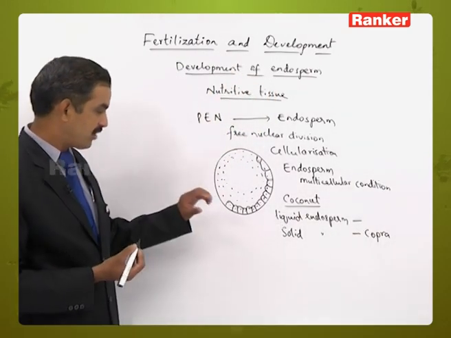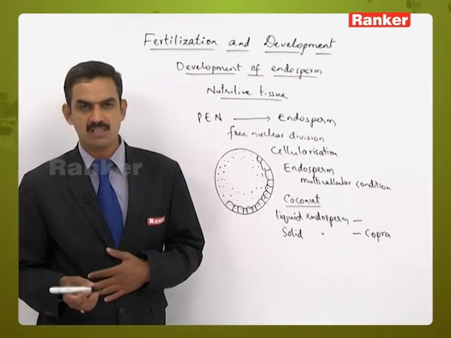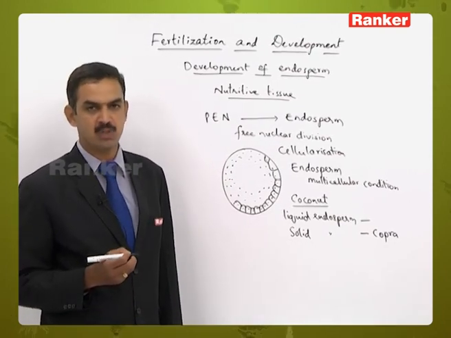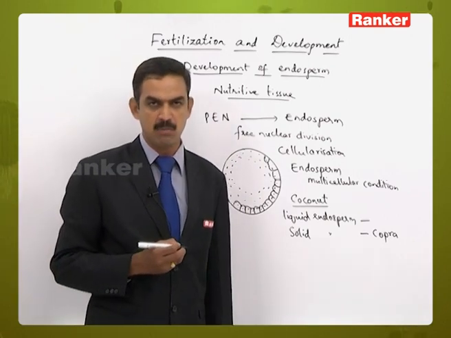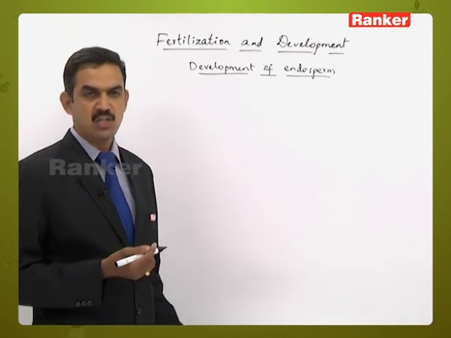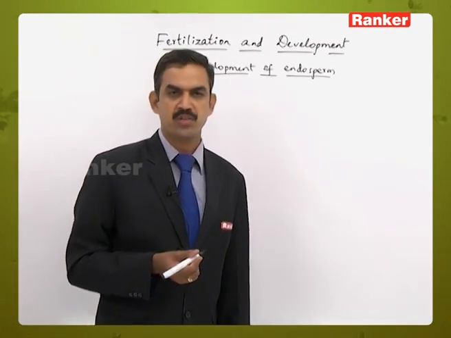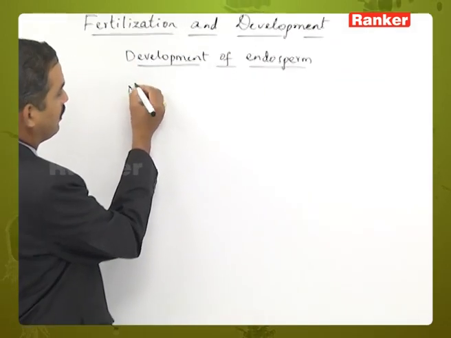So, likewise the amount of liquid endosperm and solid endosperm will change based on the cellularization which takes place inside the endosperm. This is the development or changes which take place in the endosperm of different plant species. As we said, endosperm is a nutritive tissue which will provide nutrition to the developing embryo inside the seed. So, based on that, two types are there.